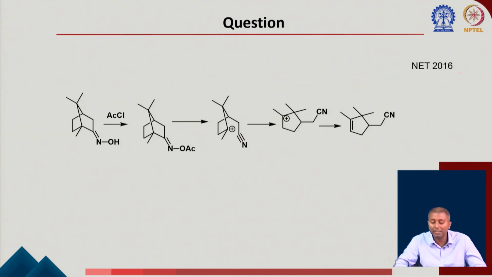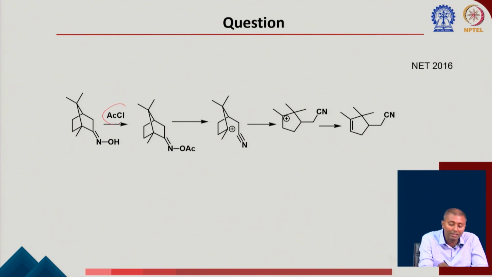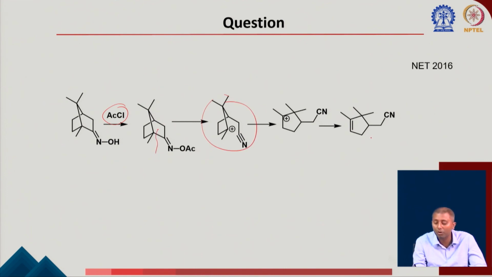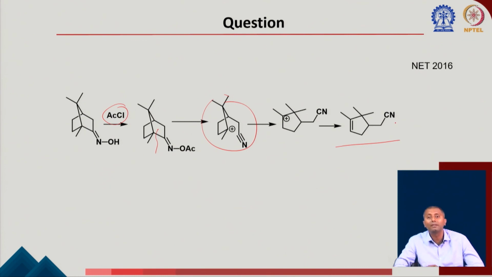There is another question which came in the NET: if you treat with acetyl chloride, as I just covered in the discussion, you will form a carbocation. So there will again be a Beckmann fragmentation, which is going to convert to the corresponding olefin, and then it will convert to the corresponding nitrile.